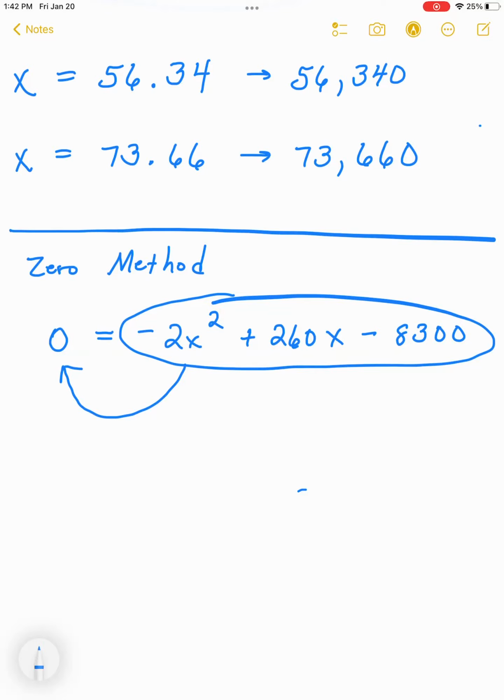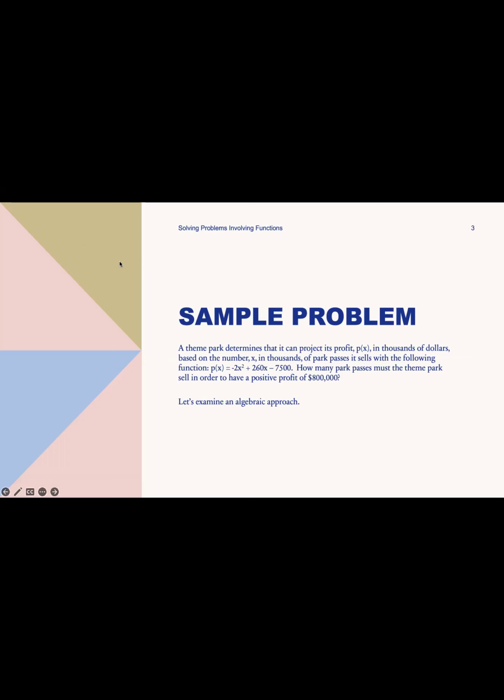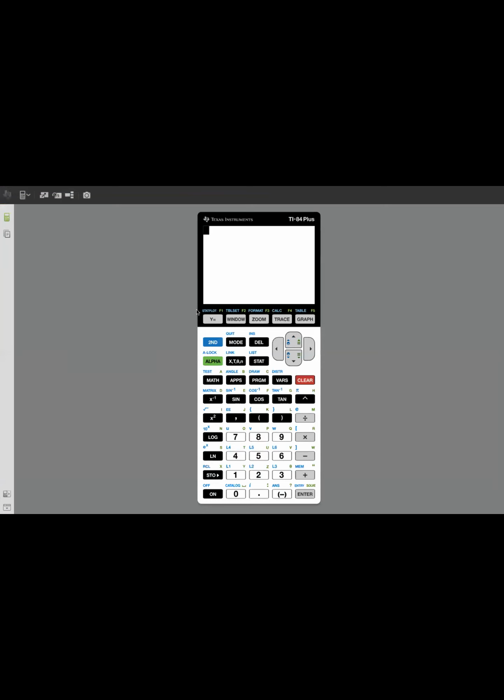Okay, so let me change my screen. All right, so here's my calculator. Let me get situated here. All right, so I'm wanting to graph that function. So I'm using the 0 method. All right, so just hit y equals. I'm going to clear the functions that I have in there from my previous examples.